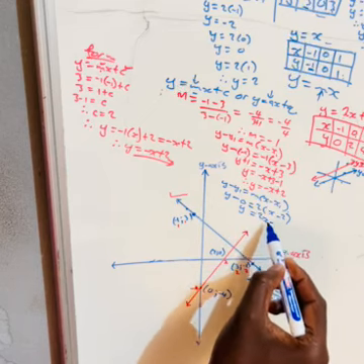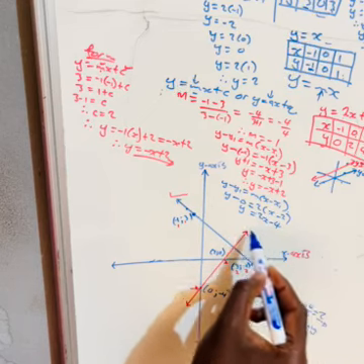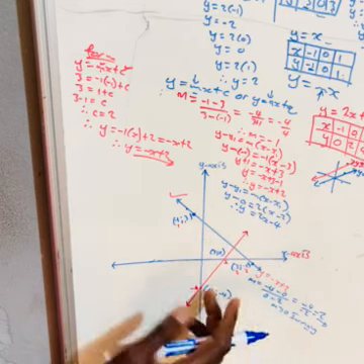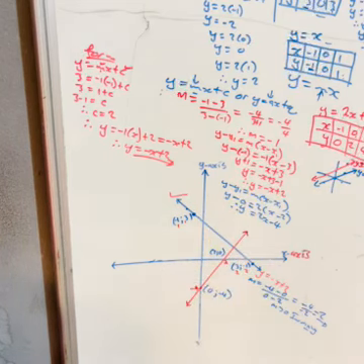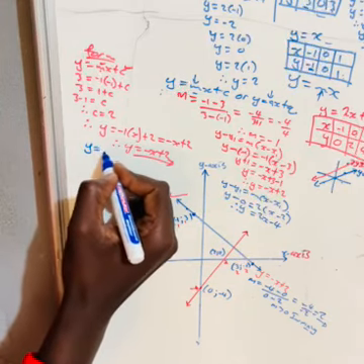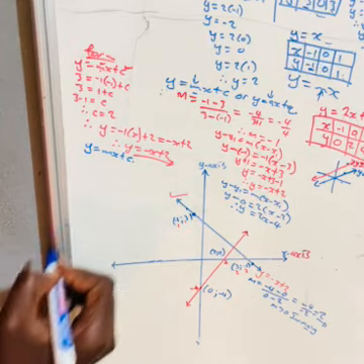Positive times negative is negative. 2 times 2, that's 4. So therefore, we have concluded this is 2x minus 4. But that's method number 1. Let's use method number 2. We already know the gradient, and it says y is equal to mx plus c.